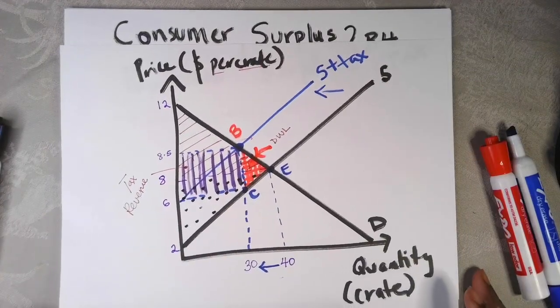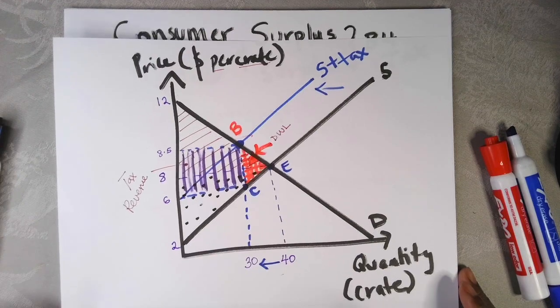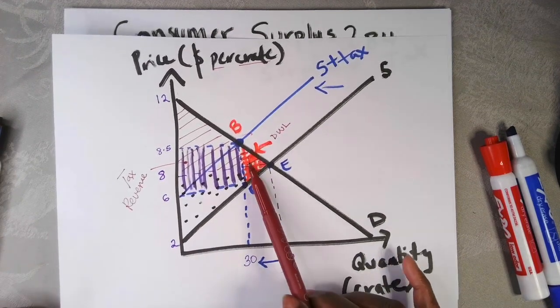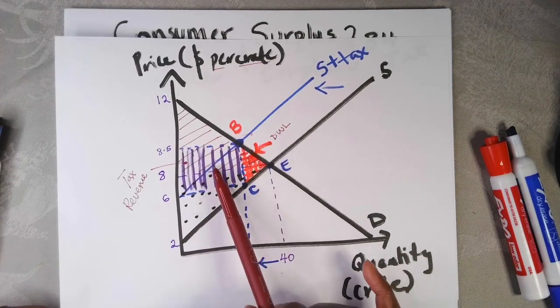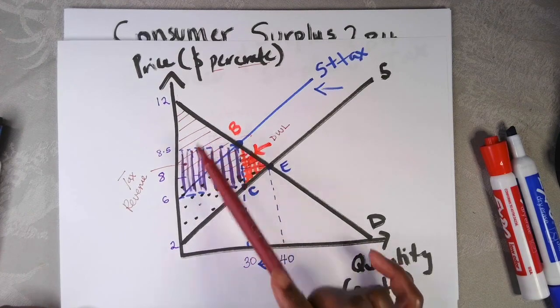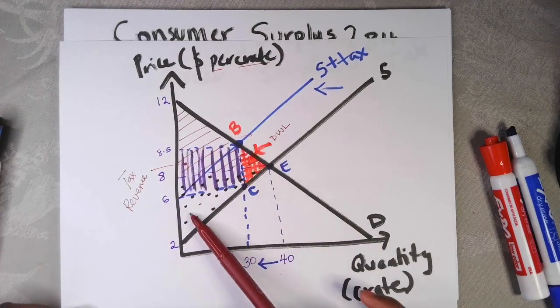Last time we drew this graph and we found the deadweight loss area. We shaded it, and we shaded the tax revenue area, and we noted that consumer surplus shrunk. We noted that producer surplus shrunk.